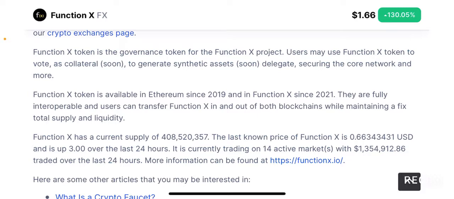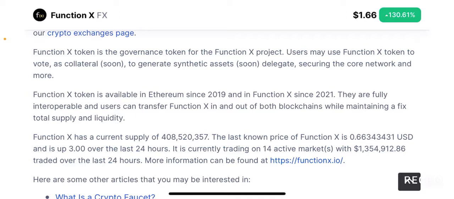So basically, just like any platform token, FX is the native platform token of the Function X ecosystem, and it is also the governance token of the Function X project, and it has multiple use cases. All of these use cases are coming soon. They currently don't have many of these use cases fully live yet, but in the future, FX token will be used as a collateral within the ecosystem. You can also use FX to generate synthetic assets. You can also delegate this token, and you can secure the core network with the FX token, right?